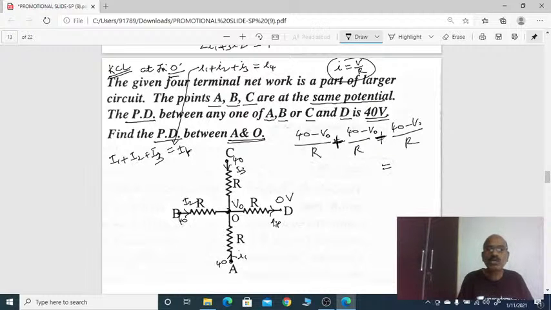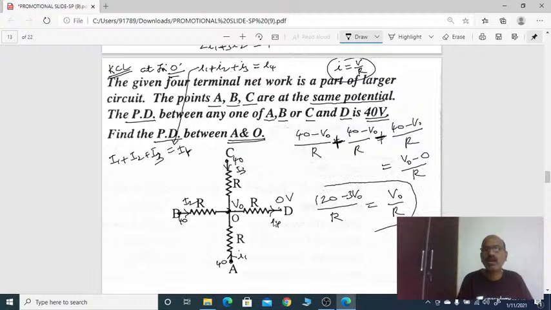What is I4? The potential difference at D is 0, and here it is V naught. So it's V naught, the higher, minus 0, by R. That's it. Now simplify this all. On the left hand side, R on top, add all: 40 minus V naught plus 40 minus V naught plus 40 minus V naught, that is 120 minus 3 V naught, equal to V naught by R.